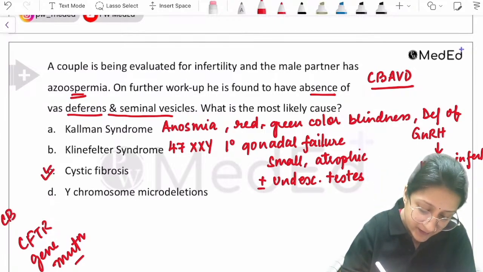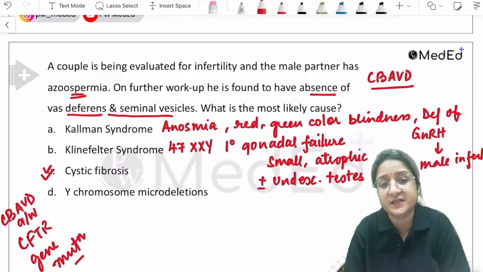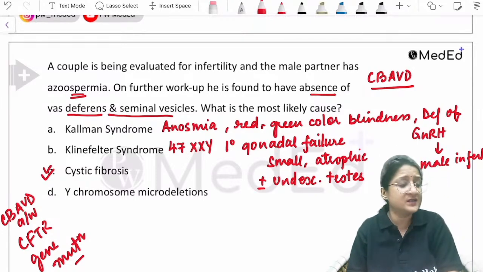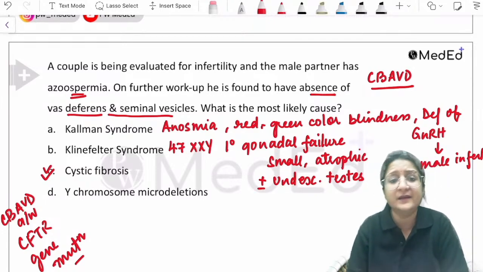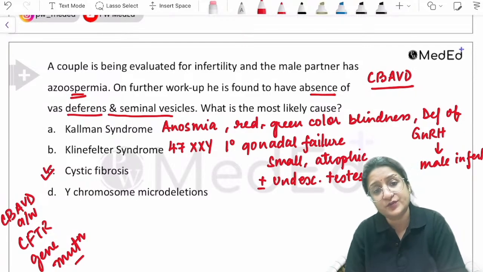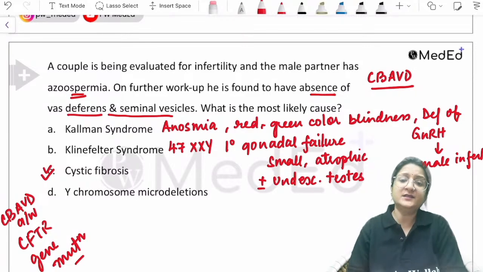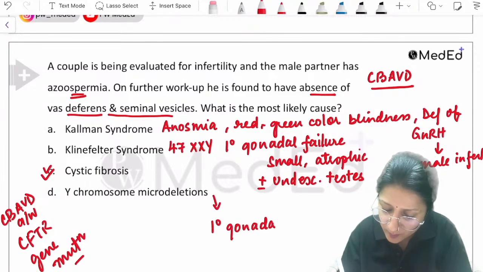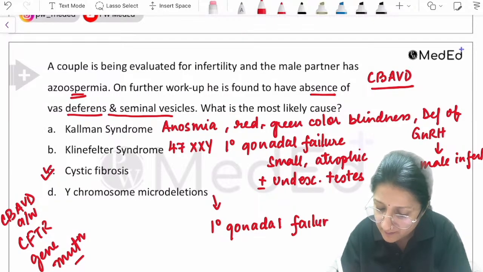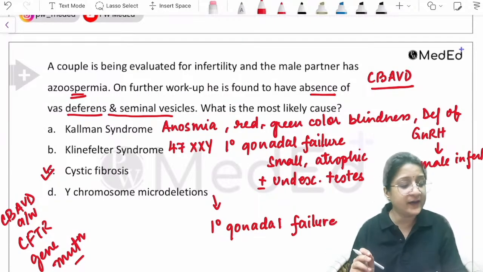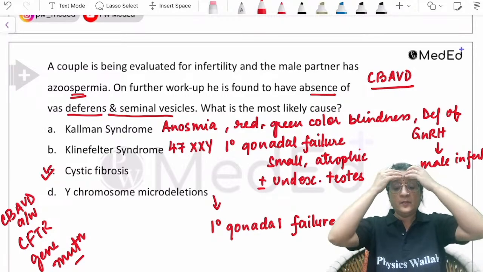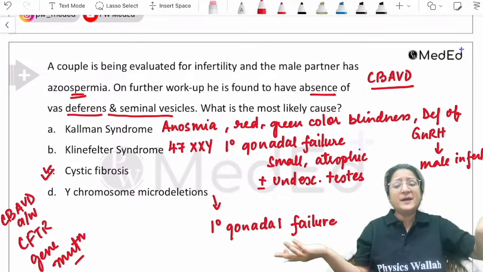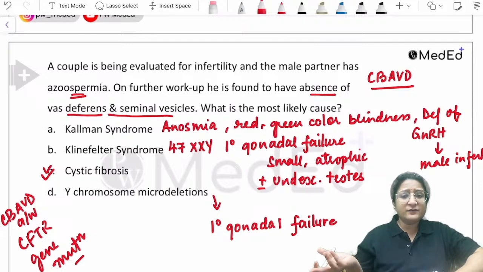So CBAVD, congenital bilateral absence of vas deferens, is associated with CFTR gene mutation, the same thing that leads to cystic fibrosis also. That's why the answer is cystic fibrosis. Y chromosome microdeletions, again, will lead to primary gonadal failure, that's correct. But absence of vas deferens and seminal vesicles won't happen if there are Y chromosome microdeletions.